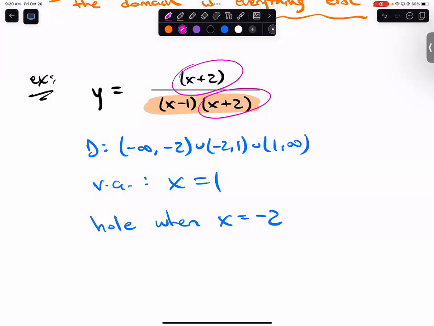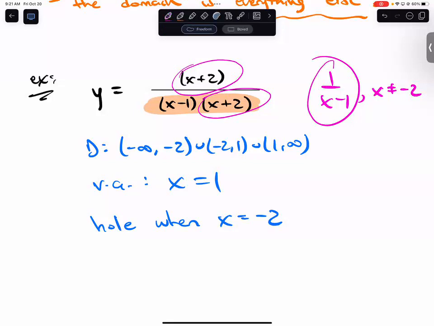And I said you can cancel it, but put an asterisk by it. The only difference is that this thing does look just like 1 over x minus 1, except at x equals -2. This would give you the exact same thing, but without that hole. Like it'd be filled in all the way. Okay. Yeah, that's the only difference. So you just need to be aware that there is that one little point where it's going to do something differently.